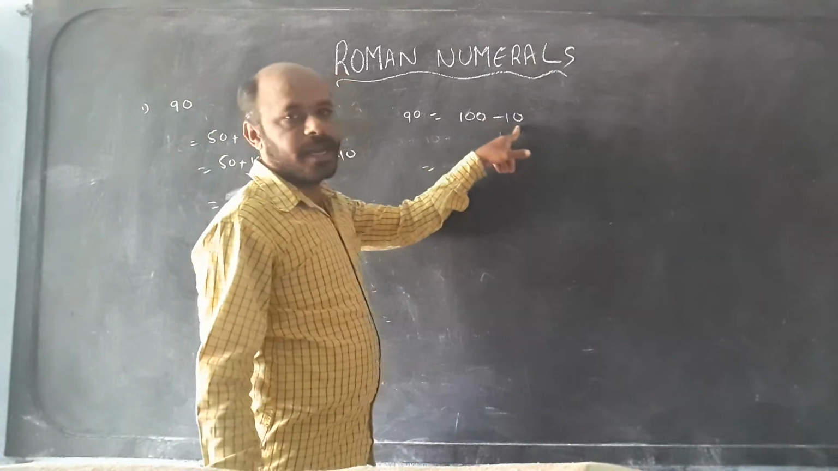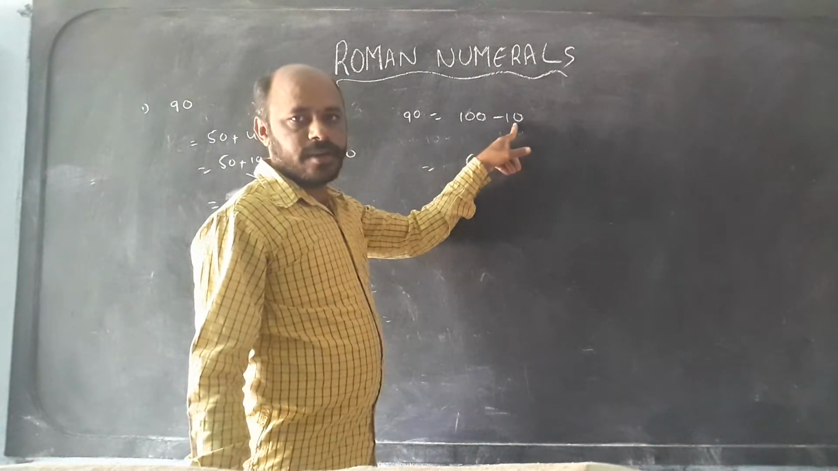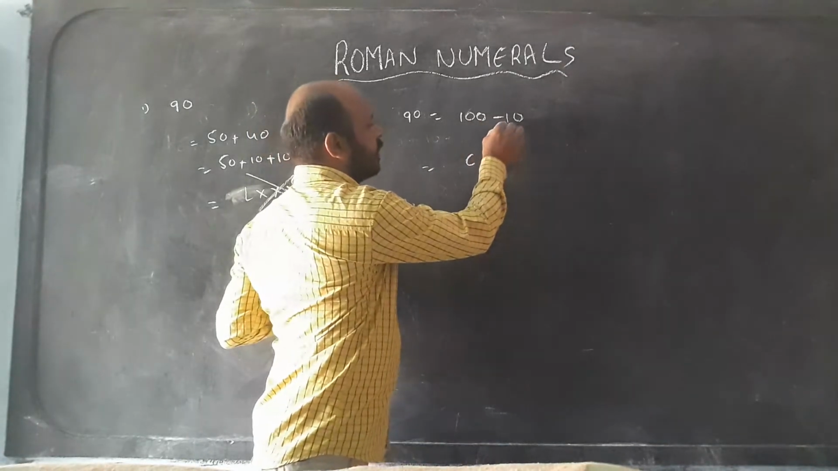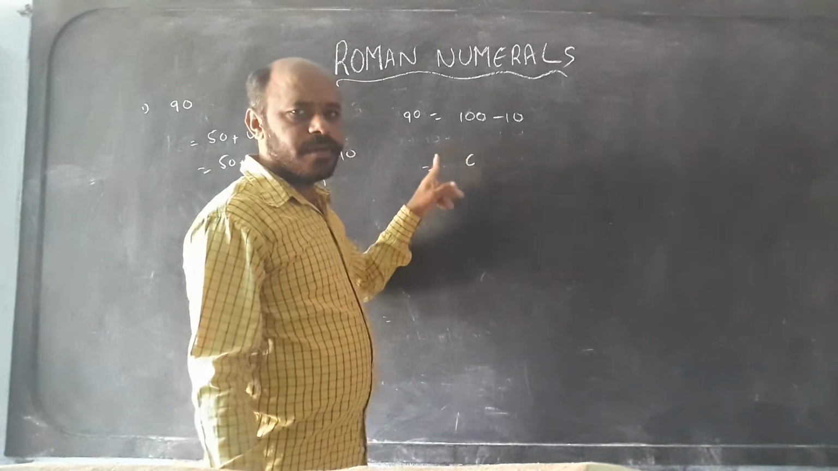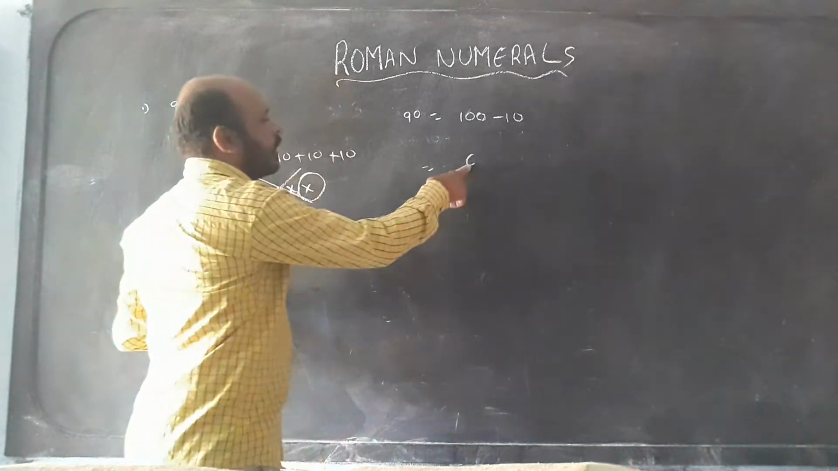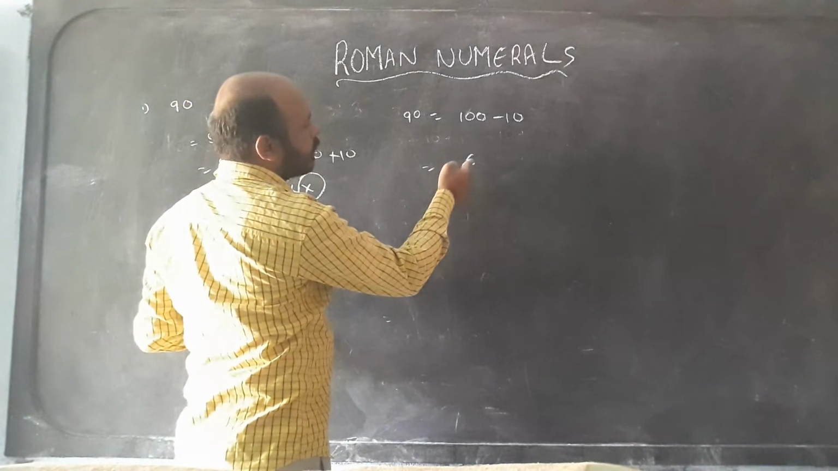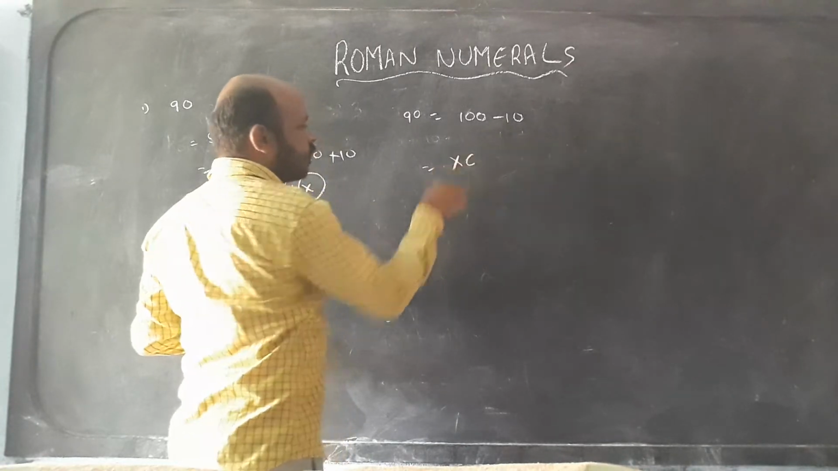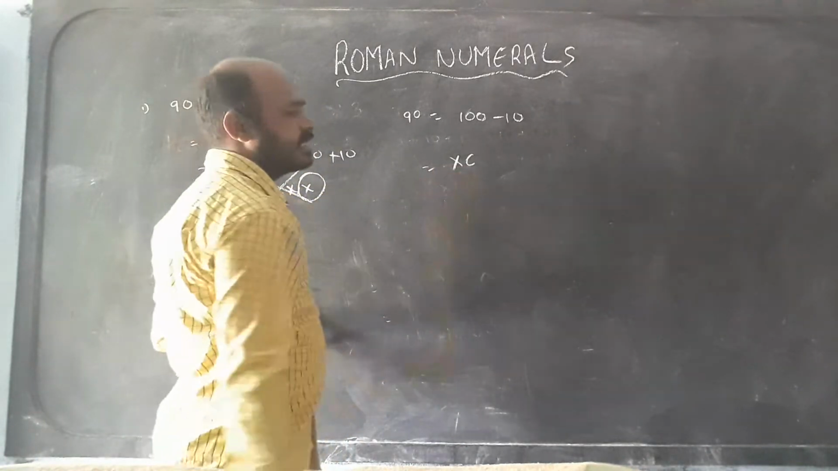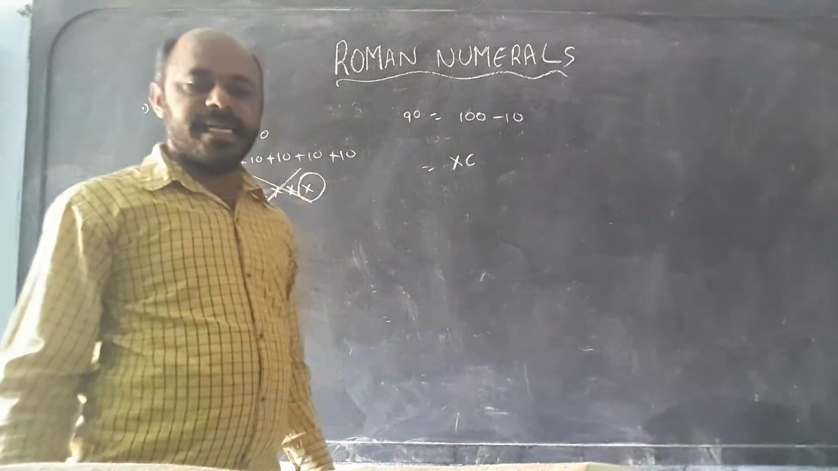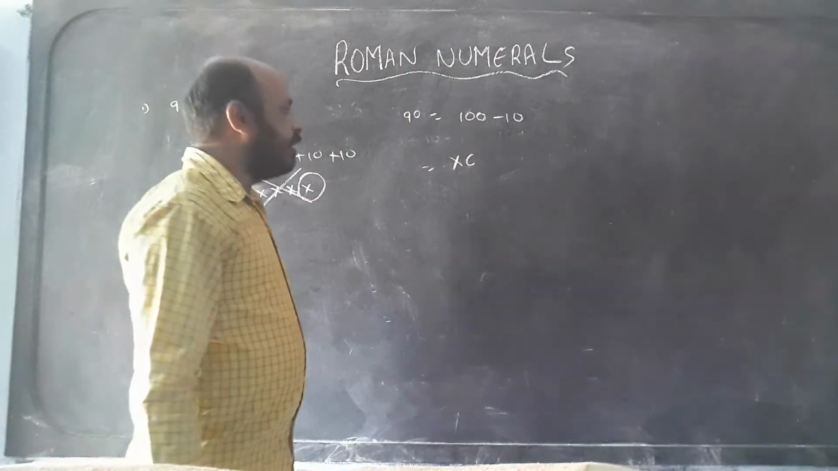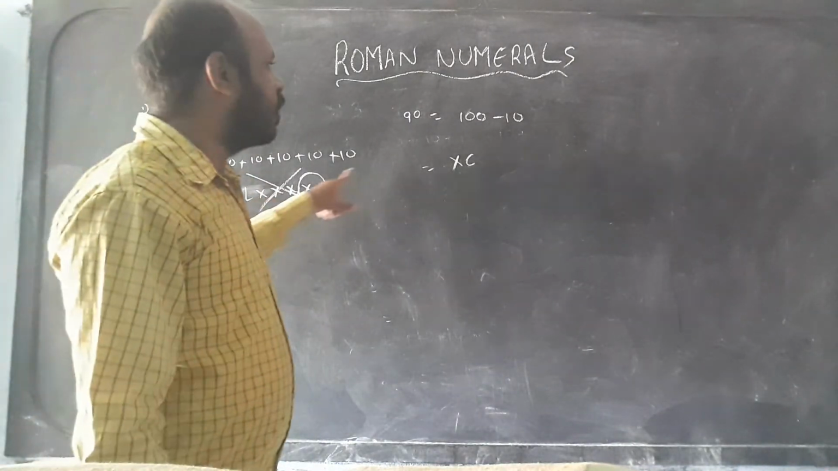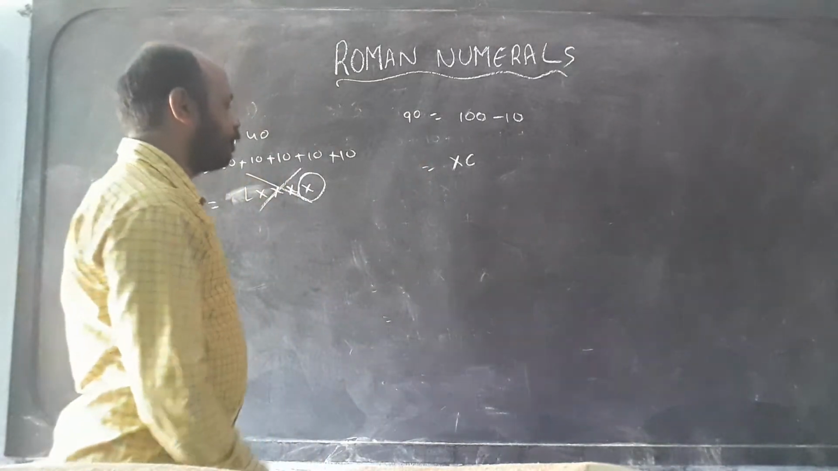The smaller number is subtracted from the bigger number: 10 is subtracted from 100. The subtracted number is on the right side of the bigger number negative. If the negative symbol is there, we have to write the Roman numeral on the left side of the number. See, C is the bigger value and X is the smaller number with the subtracted symbol, so we write it on the left side. XC becomes 90. XC is 90. We can't repeat X more than 3 times, that's why the other is wrong and this is correct.